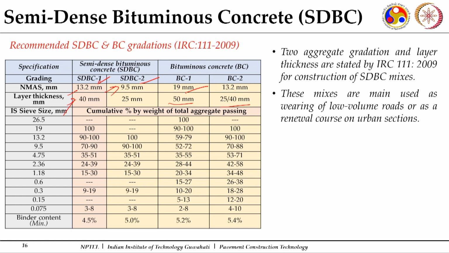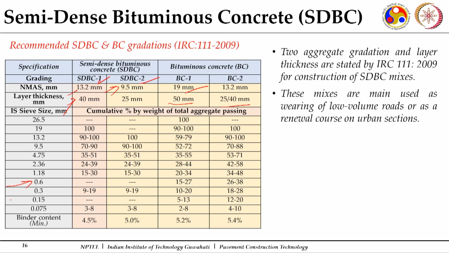Now, semi-dense bituminous concrete: the word itself signifies that it is not as dense as your bituminous concrete. You have to be smart enough where there are challenges related to waterlogging, or heavy rainfall regions, or where the traffic is very high. You should prefer to go for bituminous concrete mixes compared to semi-dense bituminous concrete mixes, because you will find certain fines are missing.